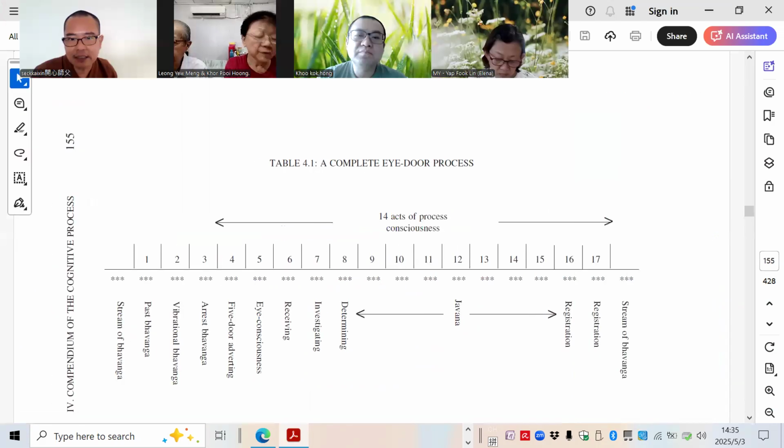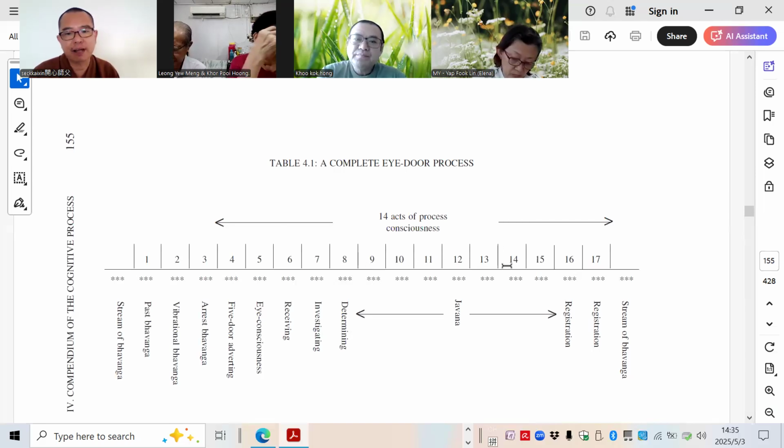Basically, for this, you see, this is the javana, from number 9 to number 15. So we have 7 javanas. What is the implication of this? Once the javana has 7, there will be totally 17 cittas arising. If 17 cittas arise, it will be a very great impact. It must be a very strong or great object.